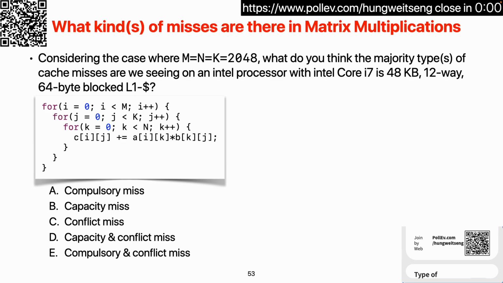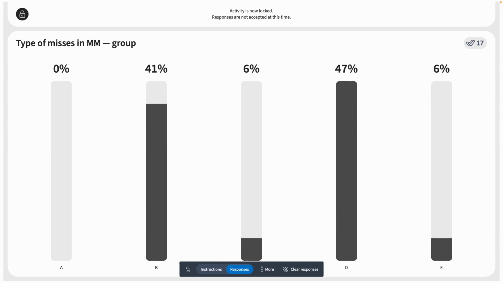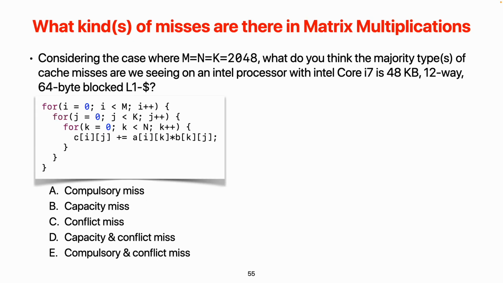All right, let's take a look. Okay, so after discussion, 41% versus 47%. So what do you guys think? So at least we all agree there is a factor of capacity misses. Why is that? Your memory footprint is huge. How big is that?